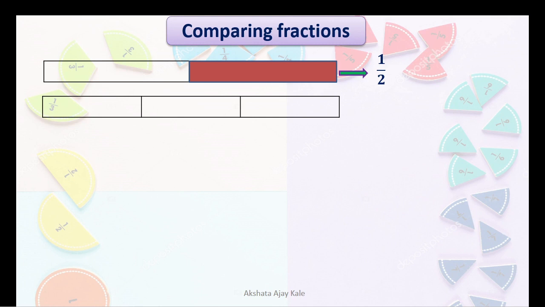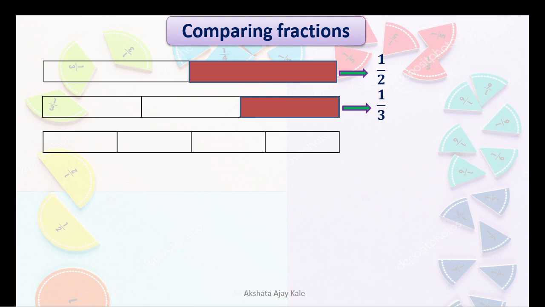Again, one more rectangle with 3 equal parts. We will color one part. Yes, we will write this in fraction form, that is 1 upon, come on, how much? 1 upon 3. Yes, because total 3 parts are there.